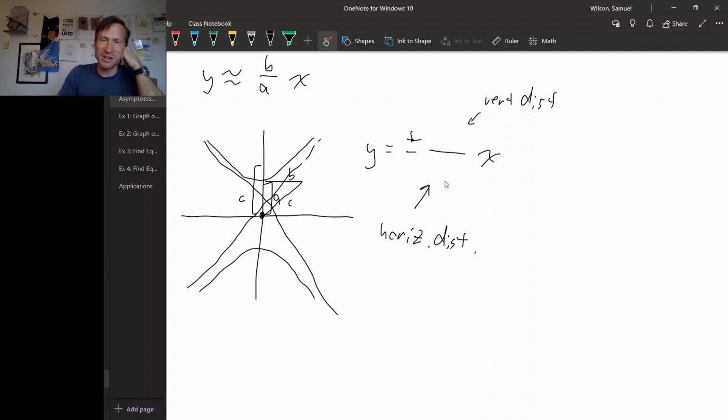Slope is rise over run, or change in y over change in x. And so you have to have a vertical distance in the numerator. So we don't want to put b in the numerator here, right? This version of the equation of the asymptotes, that's for when the hyperbola opens horizontally.